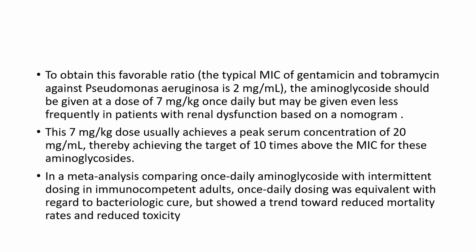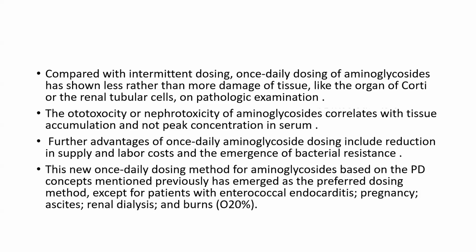In a meta-analysis comparing once-daily aminoglycoside with intermittent dosing in immunocompetent adults, once-daily dosing was equivalent with regard to bacteriological cure, but showed a trend towards reduced mortality and reduced toxicity. Compared with intermittent dosing, once-daily dosing of aminoglycoside has shown less rather than more damage to tissue, like the proximal renal tubular cells, on pathological examination. The toxicity or nephrotoxicity of aminoglycoside correlates with tissue accumulation and not peak concentration in serum.